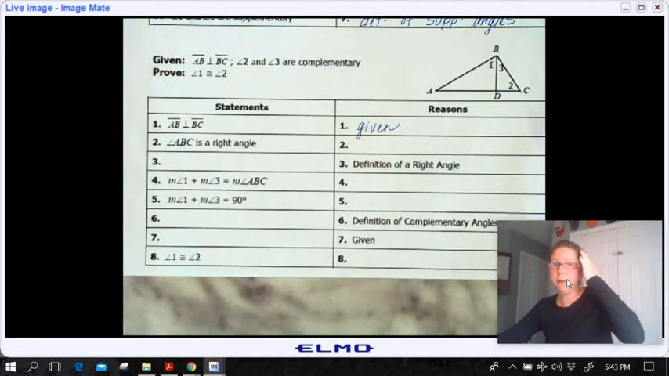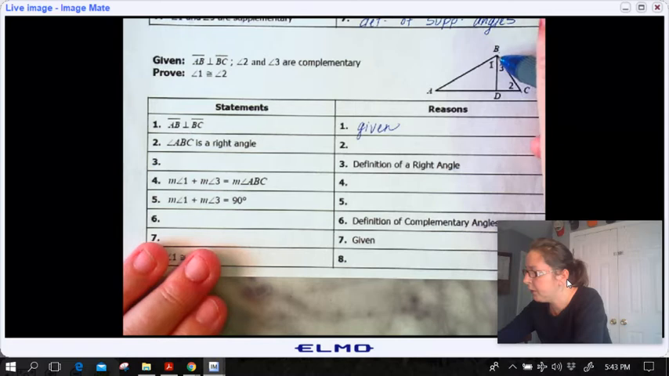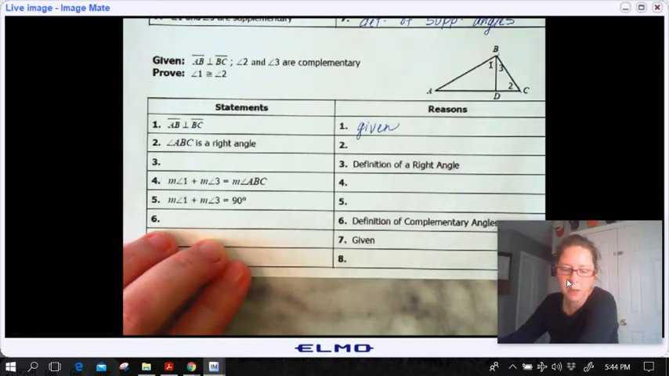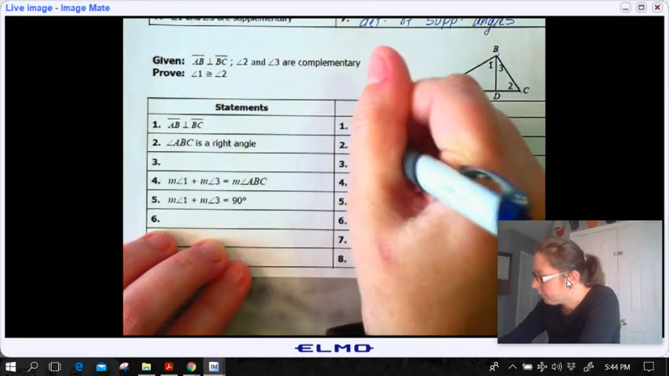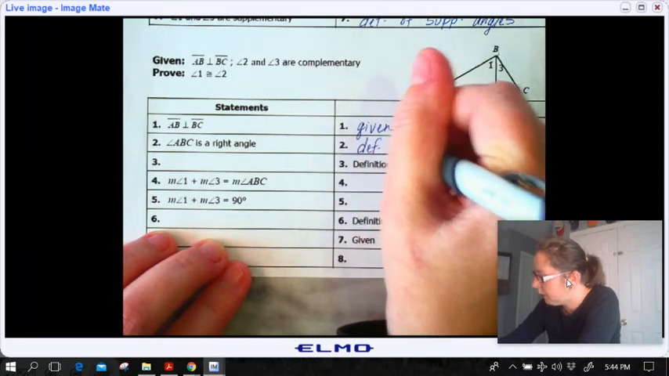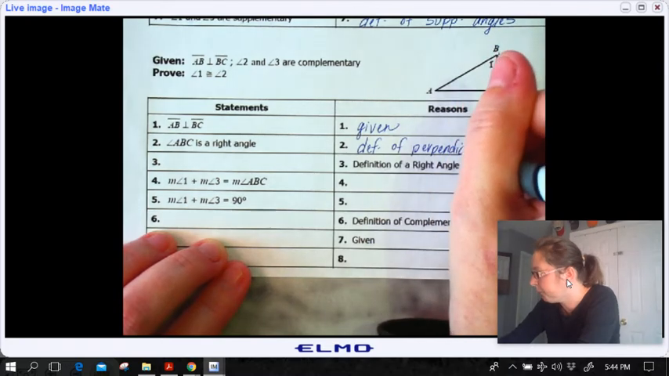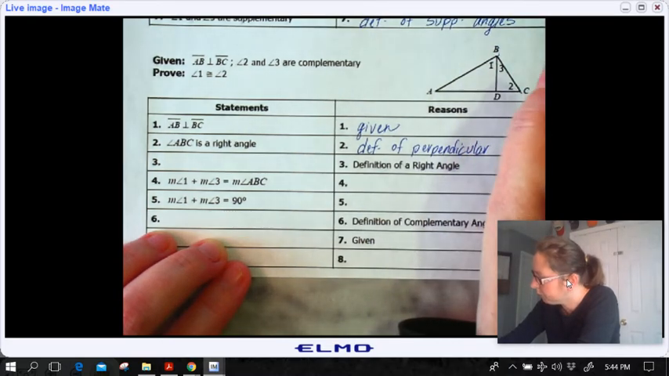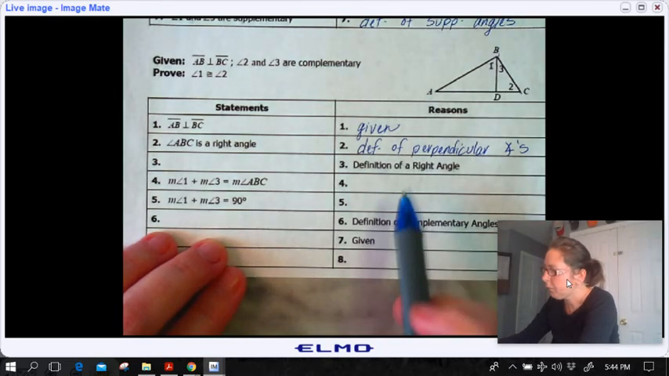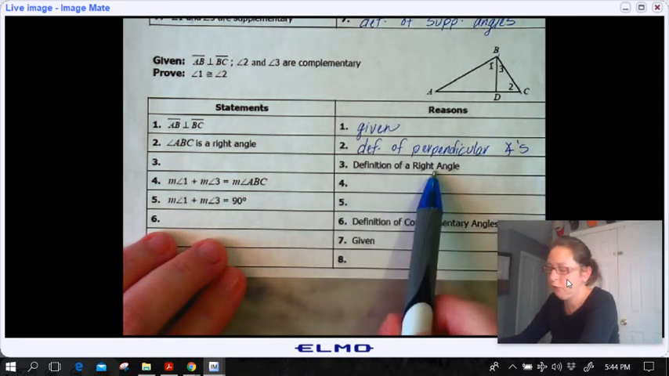How do I know that? Well, that is going to be the definition of AB being perpendicular to BC. Perpendicular means that they form a right angle. So definition of perpendicular angles. Okay, next, they have definition of a right angle here.